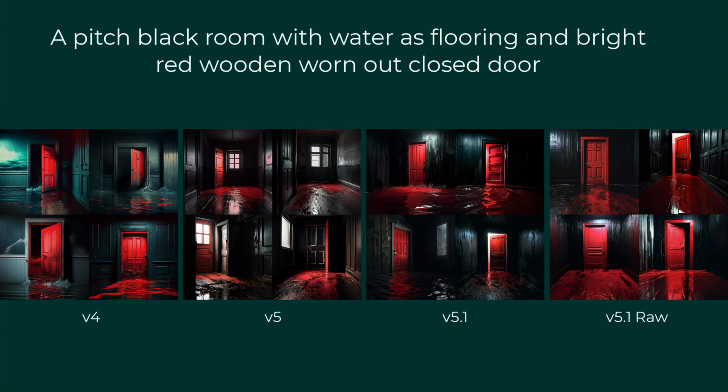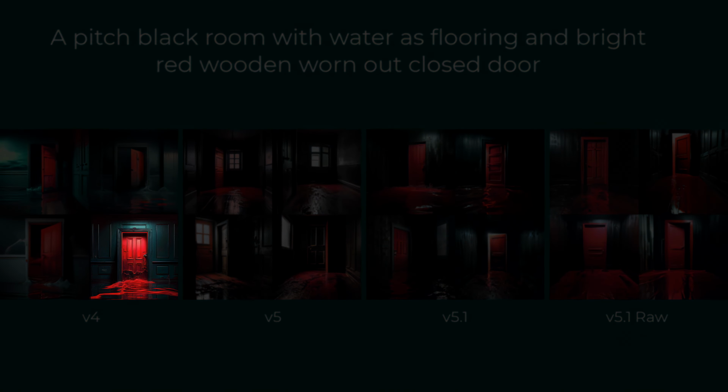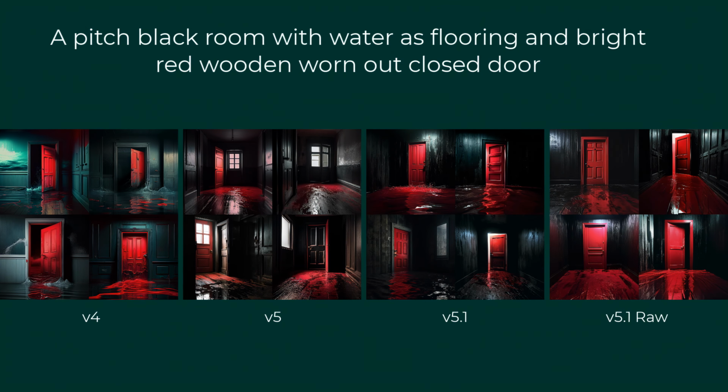Let's go version by version. First, let me tell you what I wanted. I wanted a dark room with a red door which is bright and a floor to be of water and not blood, just a reflection of the red door in the water. Most importantly, I wanted a closed door. Version 4 gave me 3 open doors, so I am going with the 4th image.